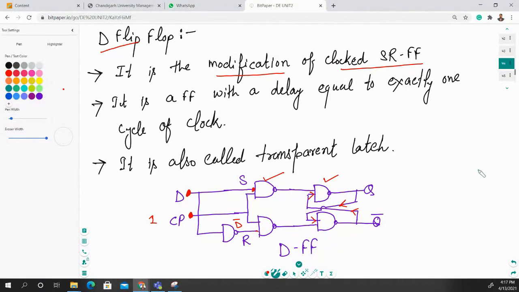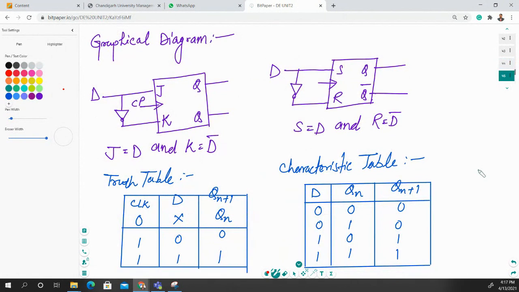We have to derive this expression through the K map, the characteristics table and the truth table. Let's understand from the truth table how you can design the truth table of this type of flip flop. You can see this is your D type of flip flop that is designed with the help of JK type flip flop. Only one input D is provided right here to this J, and the inverted input is provided to K, and clock pulse is provided to this.